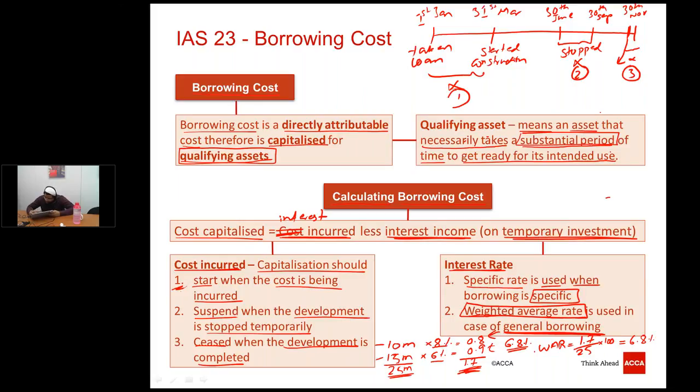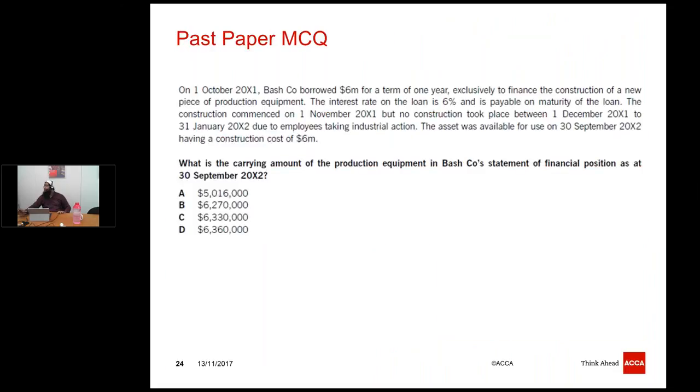So if you people want a formula for the weighted average rate, I would say total interest divided by total amount into 100. Total interest divided by total amount into 100 is the weighted average rate. So now there is again a past paper question, MCQ. Let's try this. You have to try it on your own and provide me the answer that you think is correct. Read the question and try it on your own.